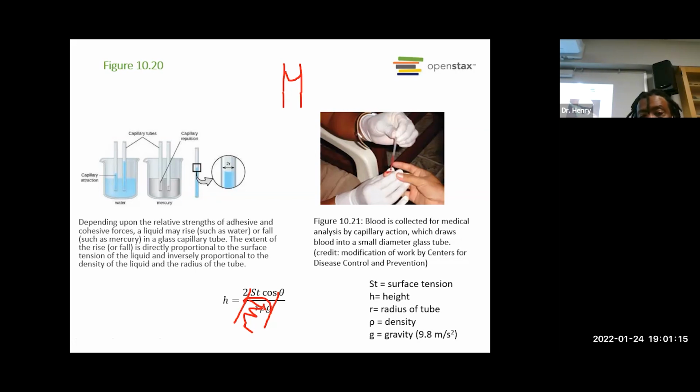And this can all be calculated, that height, where ST represents the surface tension. This is the cosine of the angle, and then the radius of the tube, the density of the substance we're working with, and the gravitational pull, which is 9.8 meters per second squared. If you guys remember, we kind of talked about this when we were talking about barometers. Remember the little U things that we use for measuring gas, the height and the density of it.